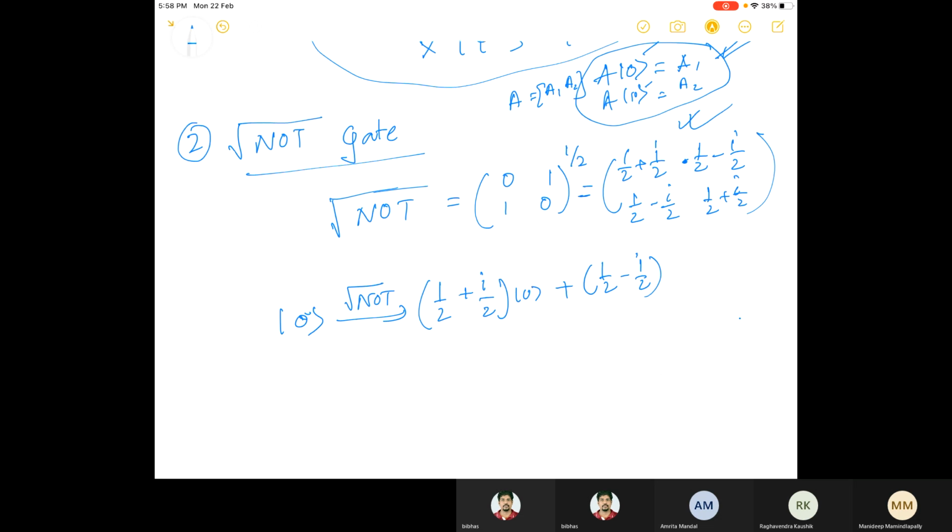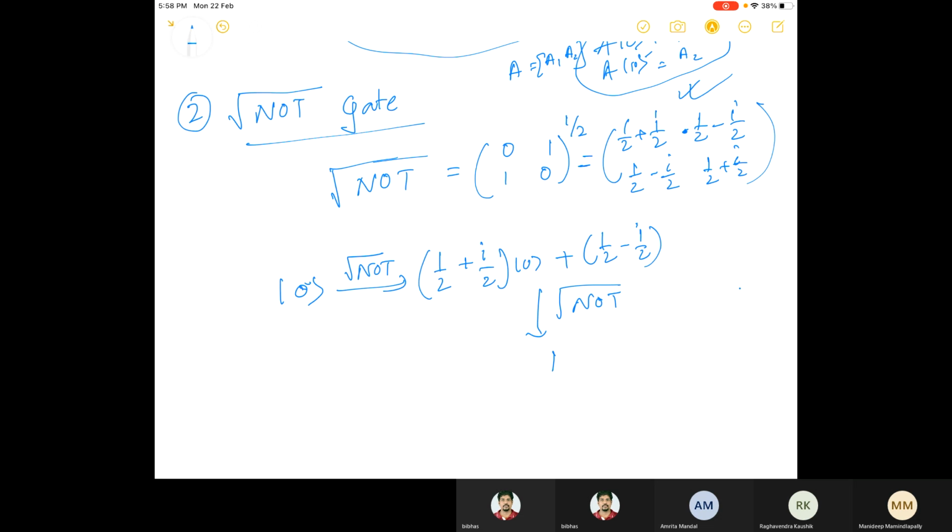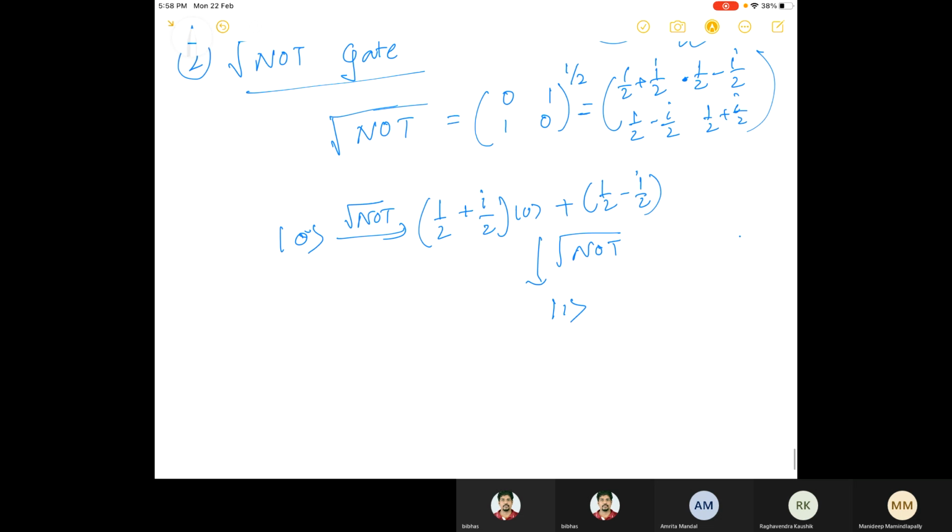Okay, now again, if we apply, let's say, the NOT gate, then you see that it will give you 1. And the same thing is also true when you take this. So let's say NOT, so you'll get something. Again, you apply square root of NOT, which is 0.